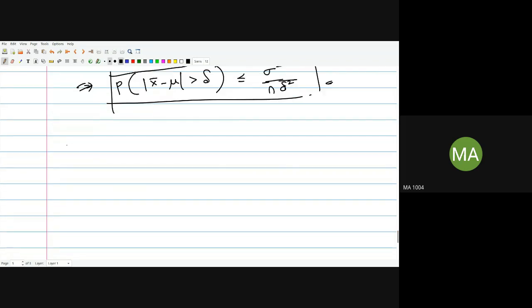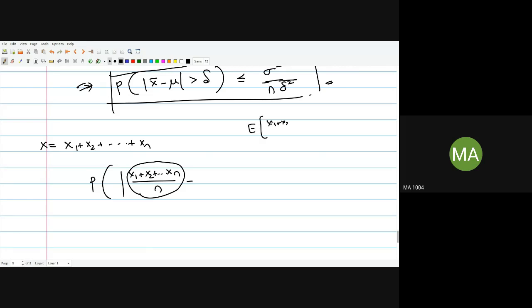We have x1 plus x2 and so on up to xn as x. Now you see the probability that x bar, which is x1 plus x2 plus and so on xn by n, minus mu, where mu is the expected value of this. So what will be the expected value of this? The expected value of x1 plus x2 and so on xn divided by n will be 1 by n of the expected value of x1 plus the expected value of x2 and so on up to the expected value of xn.